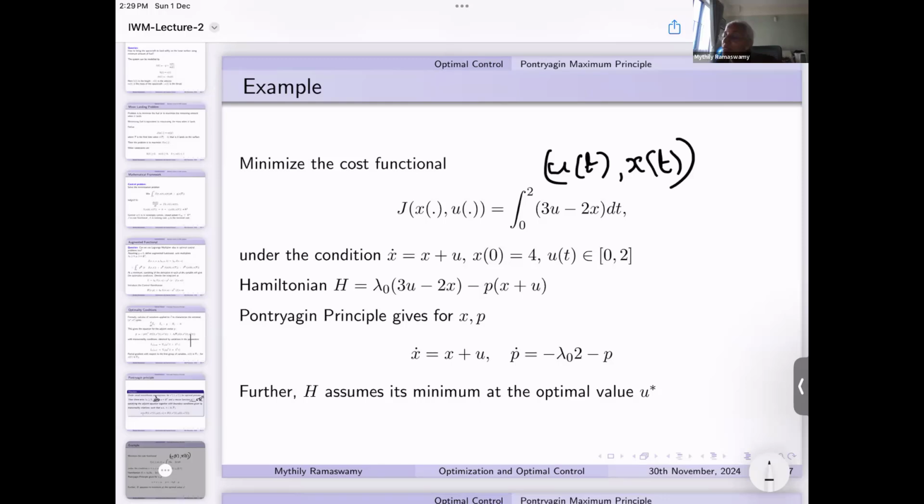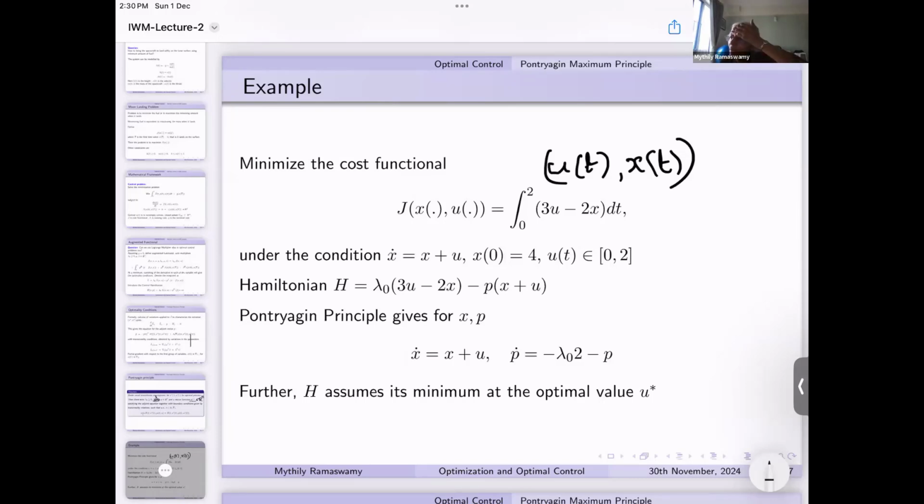And what is the constraint? The differential equation is x dot of t is equal to x(t) plus u(t), where t is the variable for the differential equation. When t equals 0, I have initial condition 4, and u(t) is constrained to lie in the interval [0, 2]. Now we have to solve this. We have to minimize this integral function. So how do we do that?